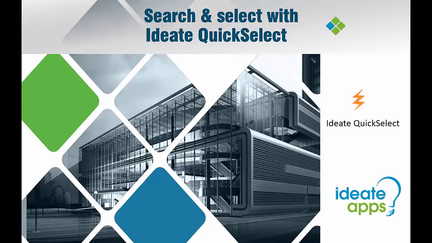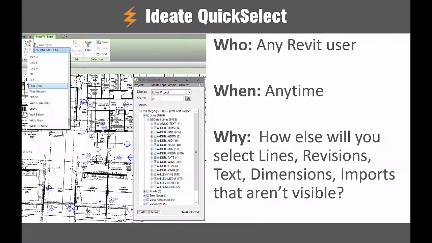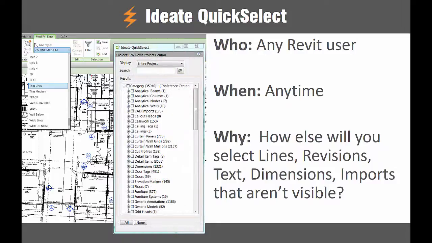Ideate QuickSelect is a powerful application that is part of the Ideate Apps suite of solutions for Revit. Ideate QuickSelect allows you to understand all of the elements in your Revit model, even those that might be hidden or difficult to select. It allows you to organize, search, and select elements with speed and agility. You can quickly understand Revit elements as well as the relationships between elements using Ideate QuickSelect.